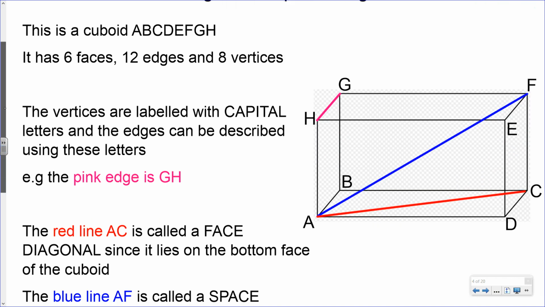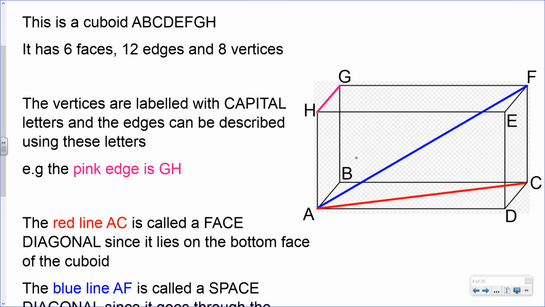So this cuboid here we can describe as a cuboid ABCDEFGH. It has 6 faces, 12 edges and 8 vertices. The vertices are labelled with capital letters and the edges can be described using these letters. So for example, this pink edge here could be described as G to H.